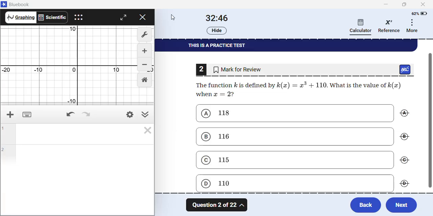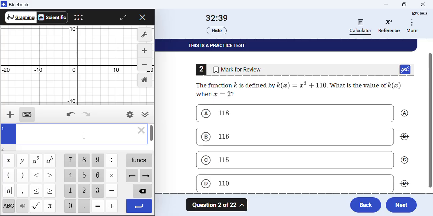Here we are at number 2. The function k is defined by k of x equals x cubed plus 110. What's the value of k of x when x is 2? So this is where Desmos comes super in handy. And if you are mathing along with us, make sure you have the graphing calculator open and that you're pausing when you need to also do this.